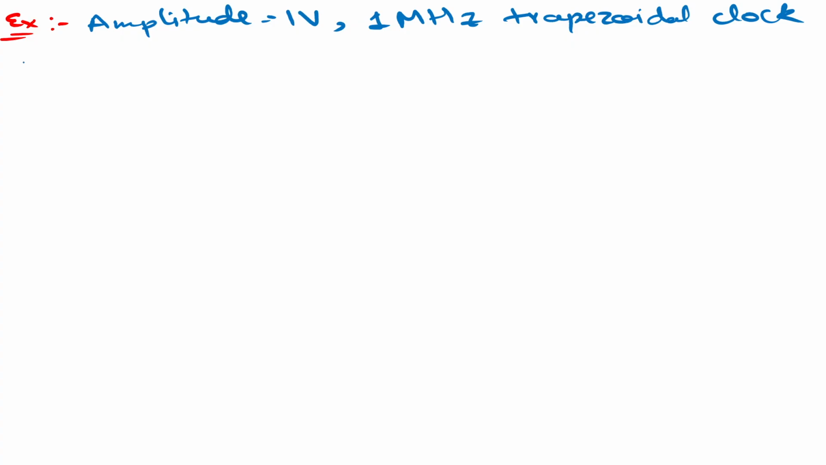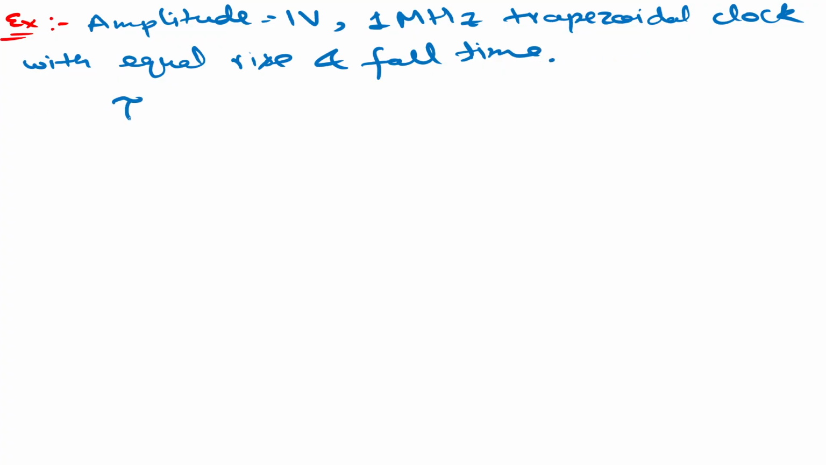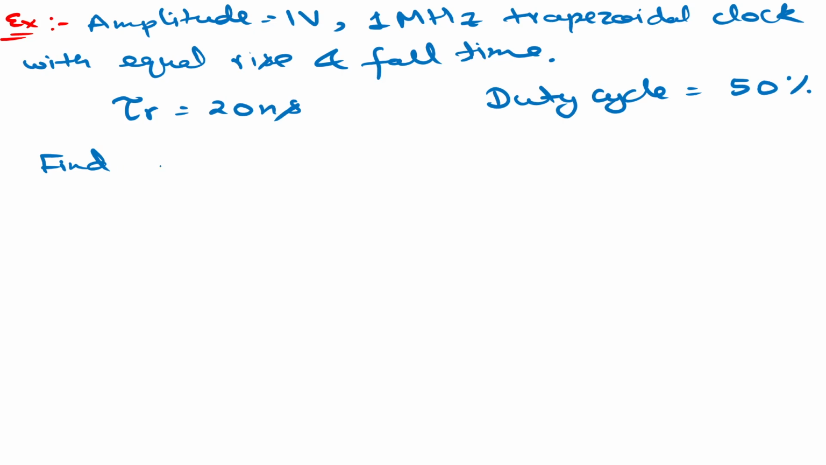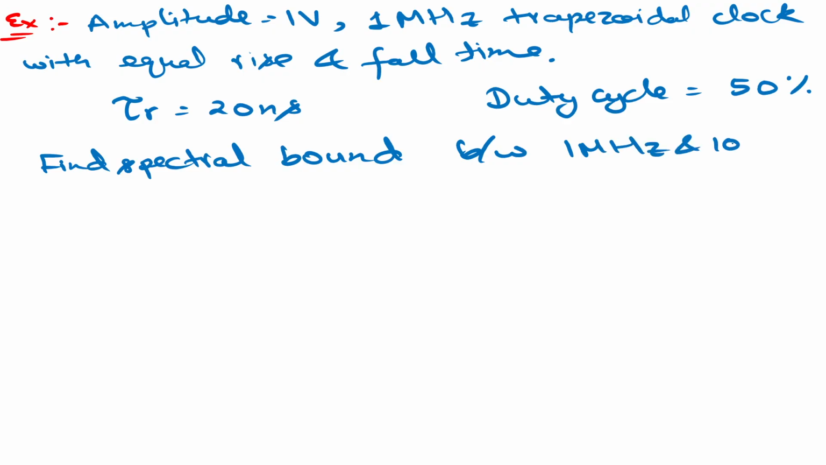which has equal rise and fall time. So the rise time is given as 20 nanoseconds, and the duty cycle is also given as 50%. Now what is asked in the question is to find spectral bounds between 1 megahertz and 100 megahertz.